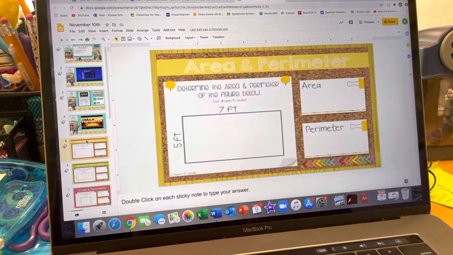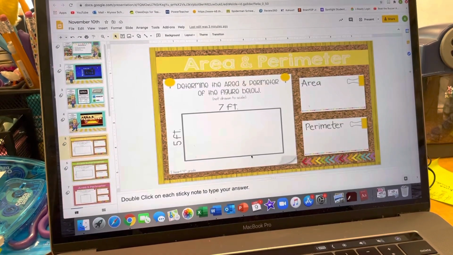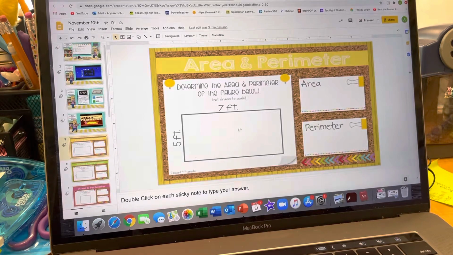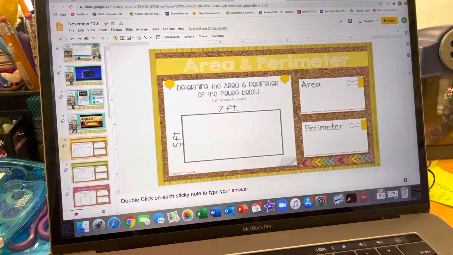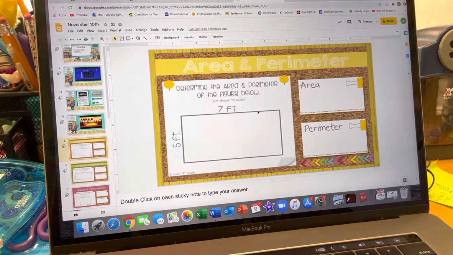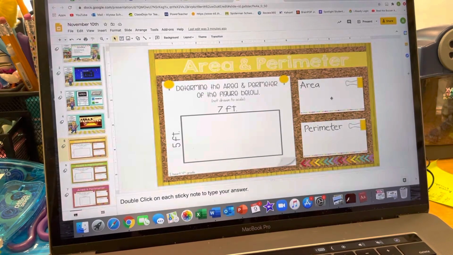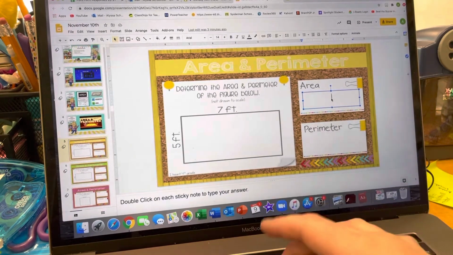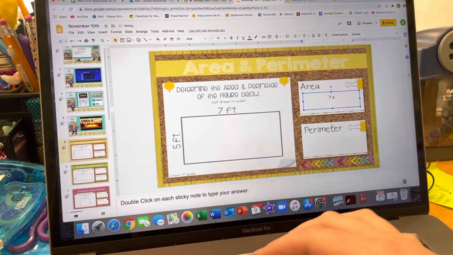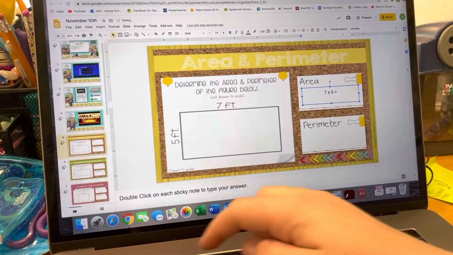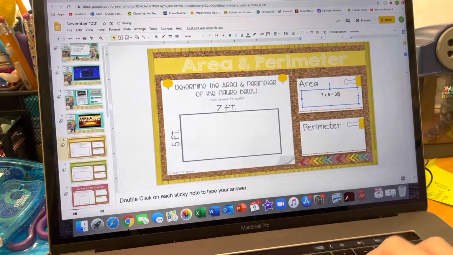So your homework looks a lot like this. It asks for the area and the perimeter. To find the space in between, which is our area, we have to multiply the length times the width. So we multiply our long side of our rectangle by our short side. We're going to multiply 7 times 5, and we should know that 7 times 5 is 35.